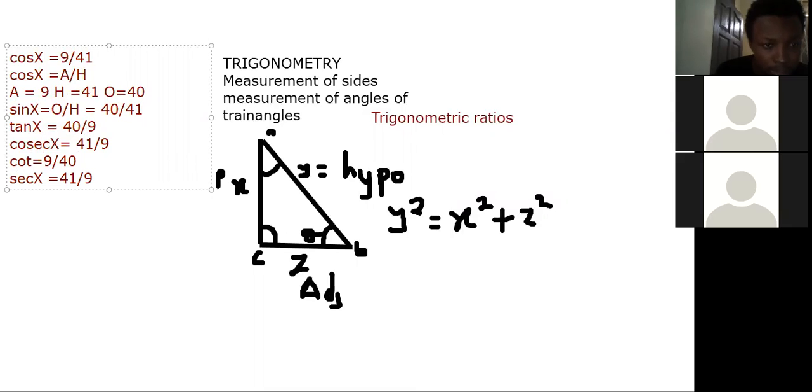Sorry, I made a mistake. Sec is 1 all over cos, and we're given cos to be 9 all over 41, so sec will be 41 all over 9. This means that the cosec you gave me is wrong. Cosec is 1 all over sine, and sine is 40 over 41. So cosec will be 41 over 40. Yes, that is it. I hope we are all getting it to this point. Yes, sir.